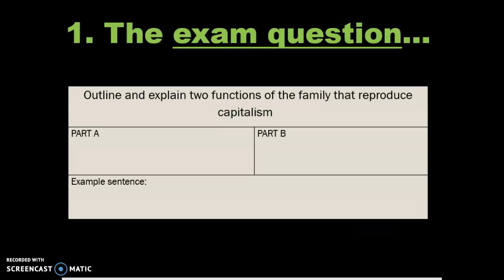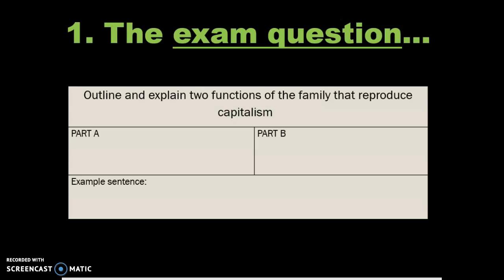Outline and explain 2 functions of the family that reproduce capitalism. So I want you to start off by highlighting the trigger words, and that will allow you to identify the 2 parts of the question that you've got to show application or a link between the 2.